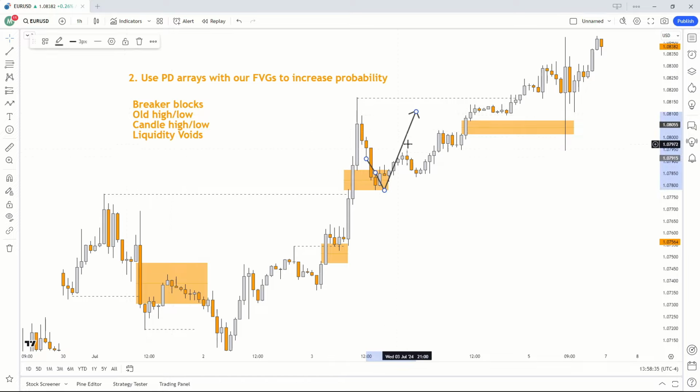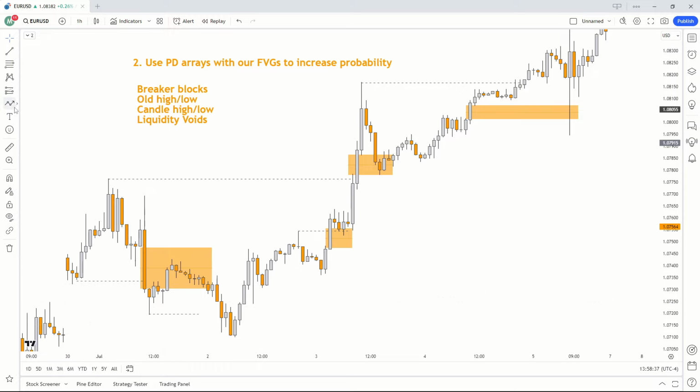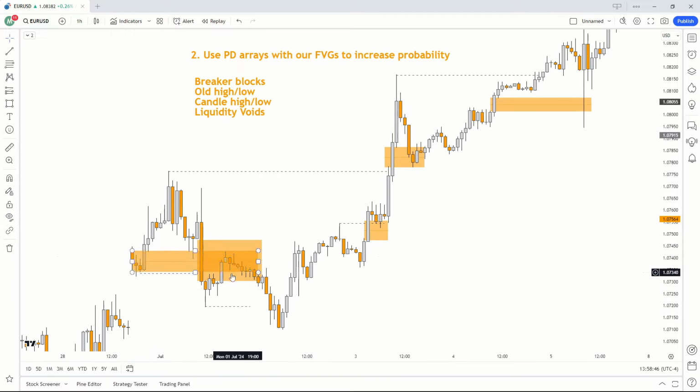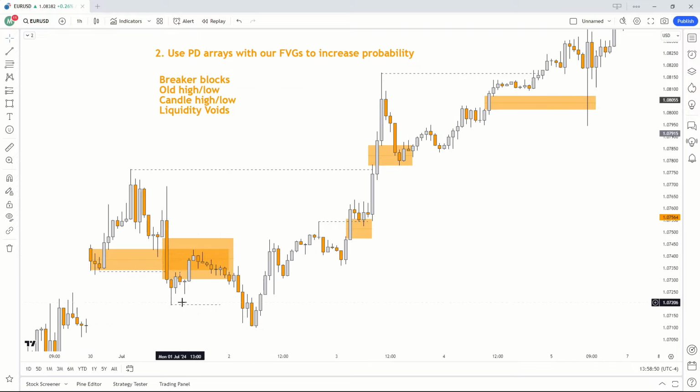In each fair value gap, say for this fair value gap, for example, we do have a breaker block you could have used in order to increase the accuracy of your entry. As you can see, market comes into our breaker block and then reacts off of it. Now, if you were to enter off the 50% or even the entry of the fair value gap, it still would have been valid.